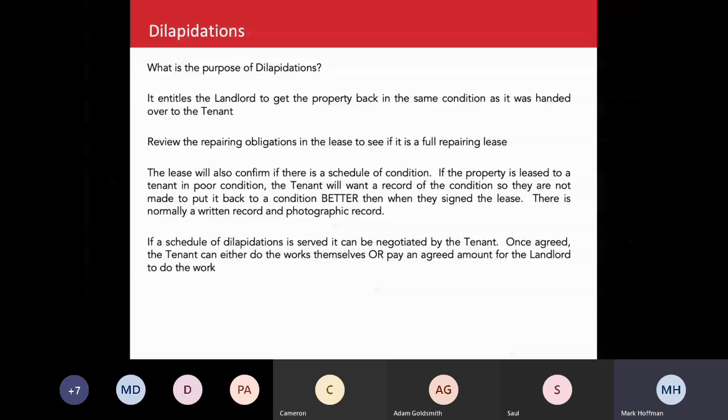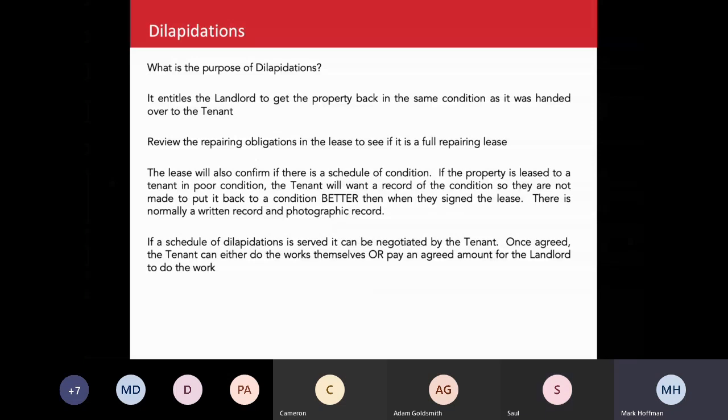The tenant will say, well, hang on a sec. I don't want you to claim at the end of the lease that these problems, these issues are my fault, because when I took the lease, this is what was already there. So therefore, a schedule of condition is put together, which is normally a written record together with a photographic record, which says, this is the condition of the building, and this is how I would expect it to be handed back to me.